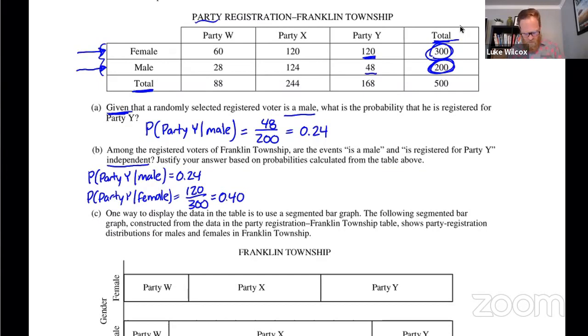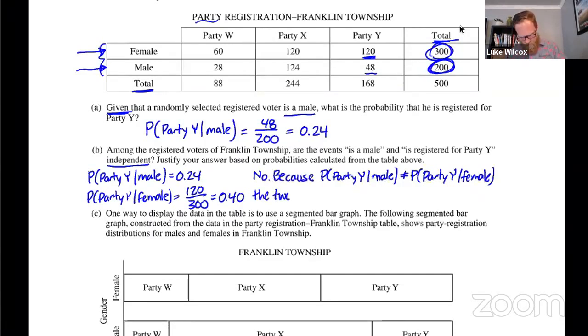So let's make sure we answer the question here. The answer to the question is no, and then we need a good justification here. So I'm going to say, because the probability of party Y, given that they're a male, does not equal the probability that they are in party Y, given that they're a female, these two events are not independent.